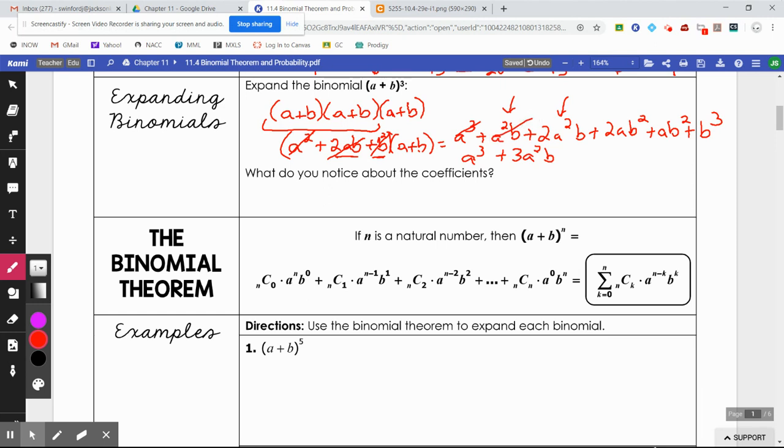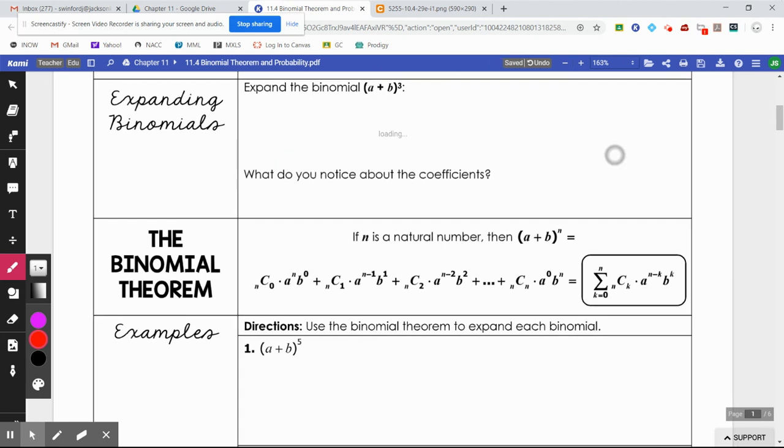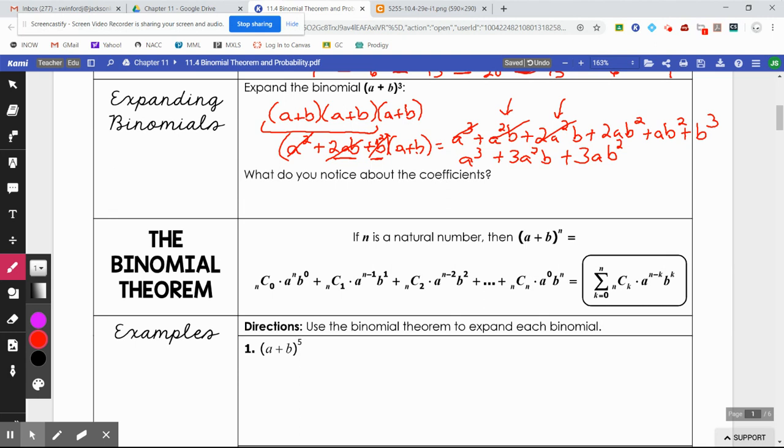So we're done combining those. Combine these, that'd be plus 3ab to the second, and then plus b to the third. And I want to point this out now. Look at the coefficients. What do you notice about the coefficients? 1, a to the third, 3, a squared b, 3ab squared, and plus 1, b to the third.